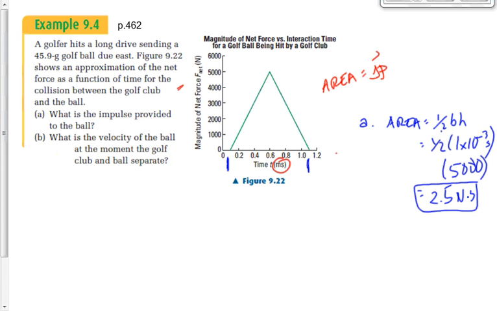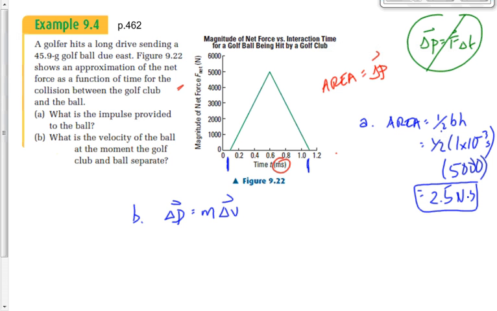All right, B, what's the velocity of the ball the moment the golf club and ball separate? Well, to find the velocity, we're going to say delta P is equal to m times delta V. Hey, question for you. I'm using m times delta V here. Why could I not use anywhere in this problem F times t? Seems like it should be valid, right? Technically, it is valid. But why can't I use it?